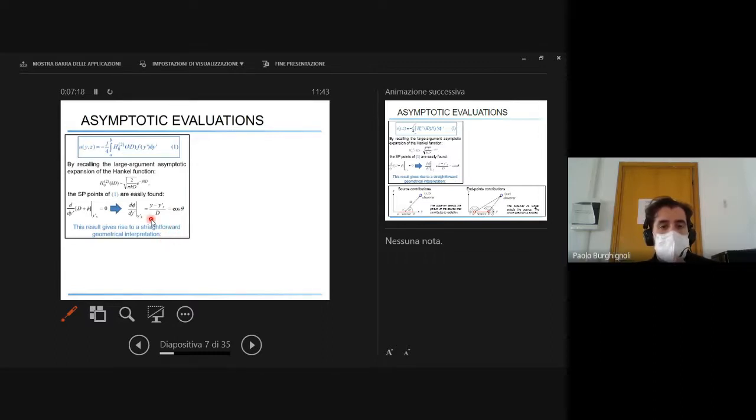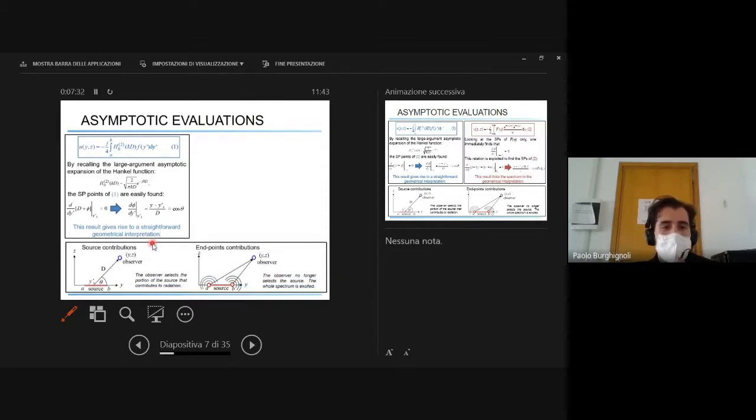Indeed, if we evaluate the derivative of the phase term of this integral with respect to the spatial variable, we obtain this relation here that is just telling us that the main contribution of this integral to the field observed at an arbitrary location y, z is given by rays that connect with straight lines the part of the source that is contributing to this point selected by the observer. In other terms, it is the observer that selects the portion of the source that contributes to radiation.